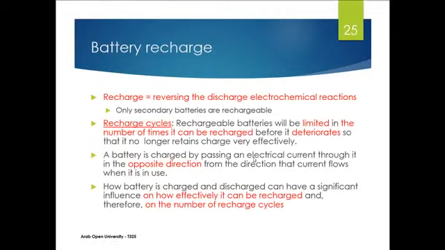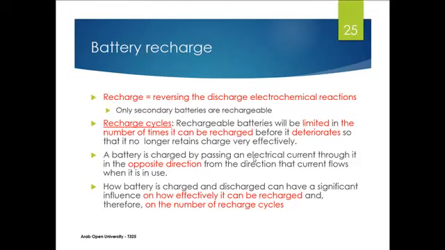At the beginning of this lecture, we differentiated between two types of batteries: the rechargeable battery and the non-rechargeable battery. The rechargeable batteries are the secondary batteries, and non-rechargeable batteries are the primary batteries. In order to recharge a battery, we need to reverse the discharge reaction. So we have to do the reverse operation. And this cannot be done forever.